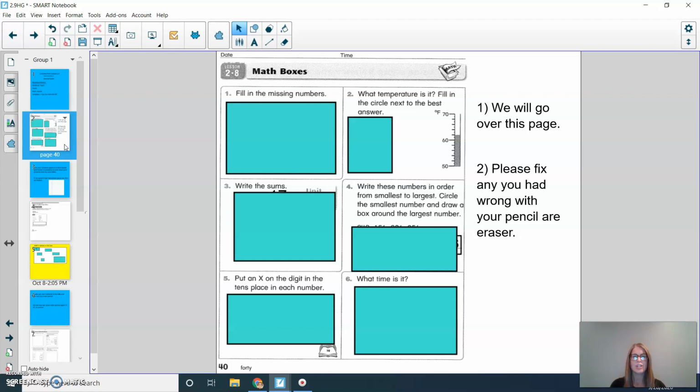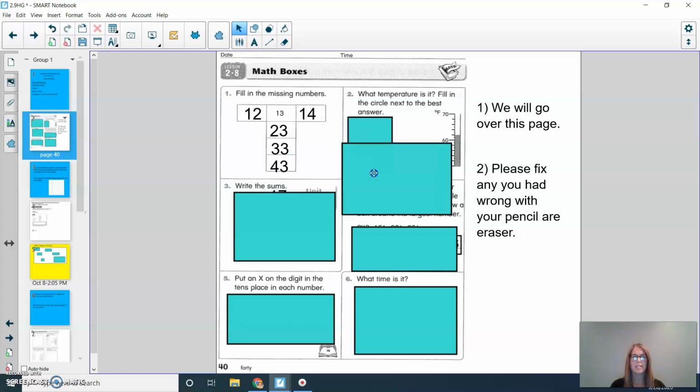The first thing that we're going to do today is go over our math boxes from the previous lesson. So if you can open up your math journal to page 40, we will go over this page. If you're noticing that you have any mistakes, please fix those with your pencil and eraser. For question number 1, fill in the missing numbers.